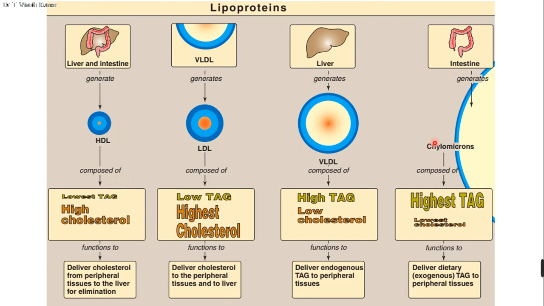So this is the overall map of lipoproteins: what the size is, where each originates, how it functions, and what the composition of each and every lipoprotein is.